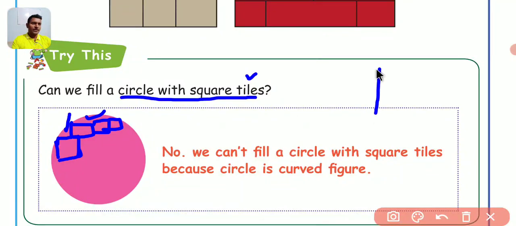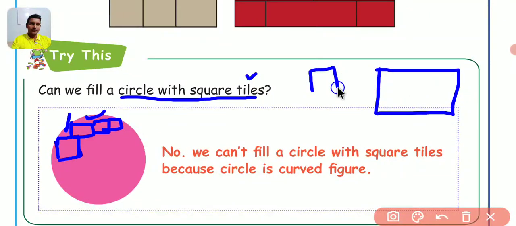Can we fill a rectangle by using square? Yes, of course, because in a square all the sides are straight lines, and in a rectangle also all the lines are straight. Yes, of course we can fill it, like this, square by square. Okay, I am filling the rectangle by using squares.